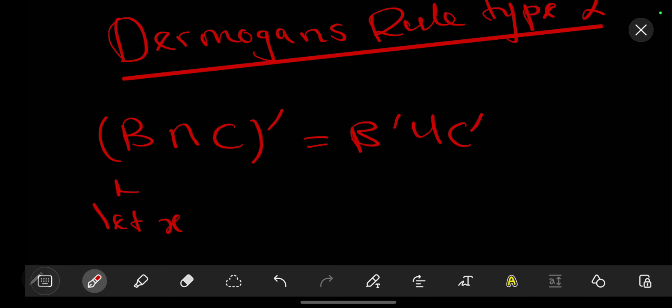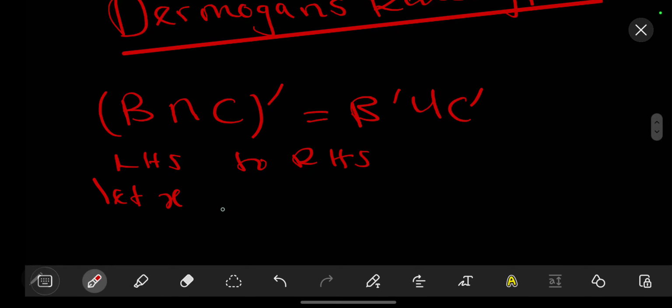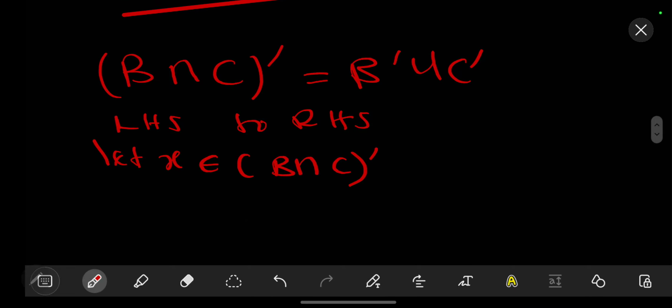equal to... so we are moving from the left hand side, the left hand side is this side, to the right hand side. So our right hand side is this, so we want to move from here to there. So we are going to let our x be a member of whatever set is here. So we are going to say (B ∩ C)', like that.